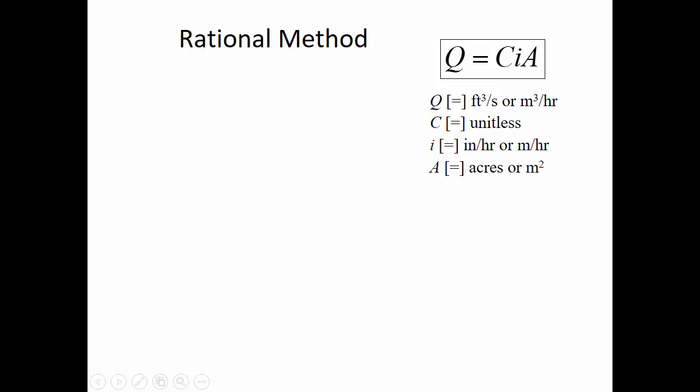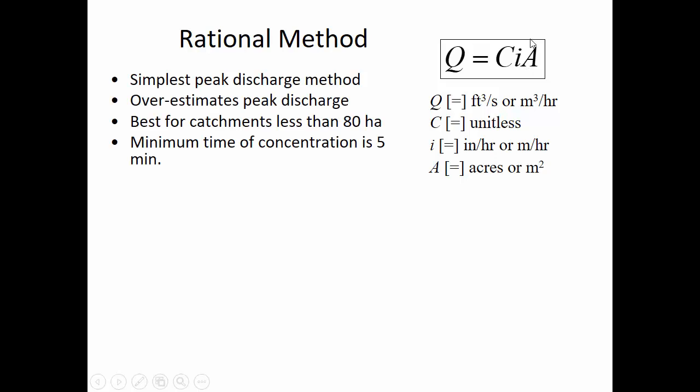Pretty close. To get it to work out exactly, there would be a correction factor of 1.008 that you'd multiply this formula by. But that's so close to 1 that most of the time that correction factor of 1.008 is omitted. And so you can get Q in cubic feet per second by multiplying inches per hour and acres.